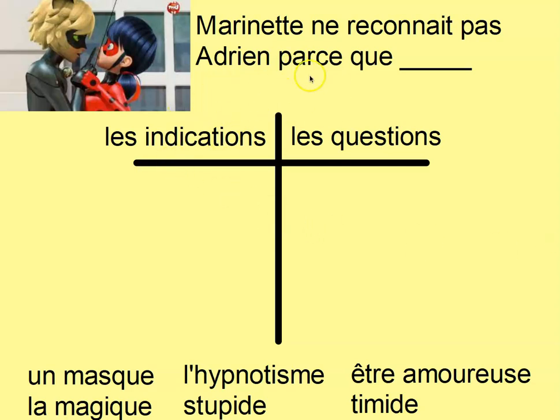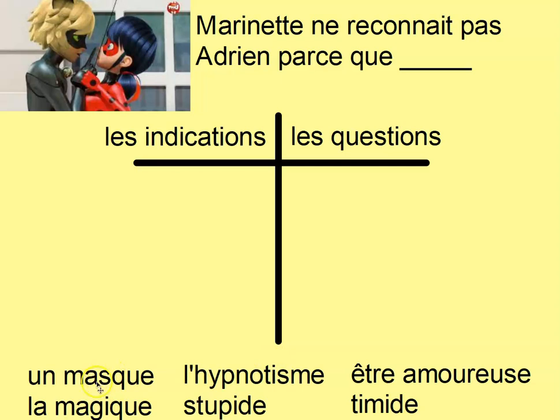Okay, so here I have an example of one I did for French class. Marinette doesn't recognize Adrian. See, these are two superheroes, and of course, once they put on the masks, they have no idea who each other are, even though they see each other for 8 hours a day during school. They don't change their hair. They have the same voices. It doesn't matter. They still don't recognize each other.